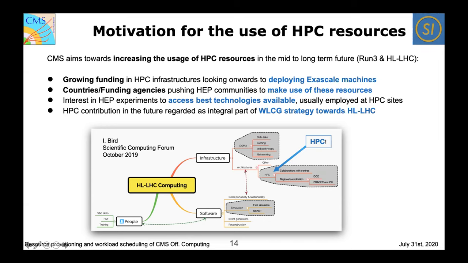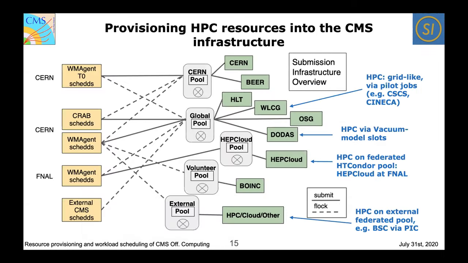And this is from a talk by Ian Bird last autumn, where you can see the HPC included explicitly in the picture. So again, the same picture I showed before, the complexity of the pool. And now you can see I'm explicitly noting where we get and how we get HPC resources included in the mix. So the main component still right now is grid-like HPC. So we basically submit pilots to the CE. These pilots get to start and then join the pool. This is the case, for example, for CSCS, Switzerland, or CINECA in Italy.